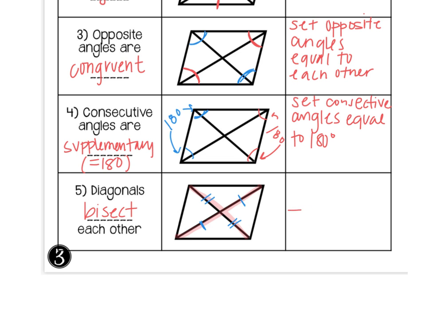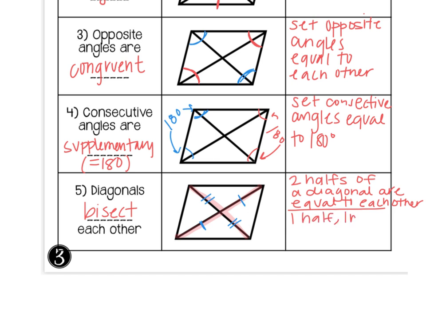So if you're given 2 halves of a diagonal, they are equal to each other. Or 1 half and 1 whole, you would double the half one and set equal to the whole.